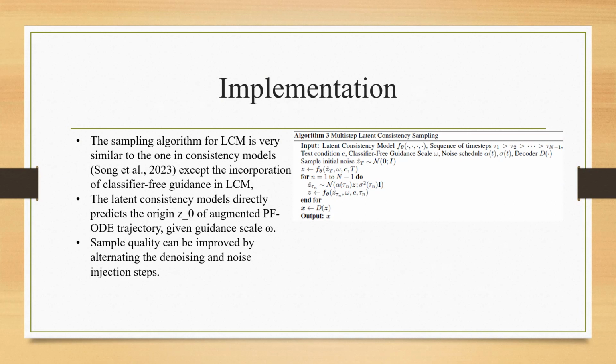In particular, in the nth iteration, we first need to perform the noise-injecting forward process to the previously predicted sample z, where tau n is a decreasing sequence of time steps. This corresponds to going back to the point z hat tau n on the PF-ODE trajectory, then performing the next z naught prediction again using the trained latent consistency function.